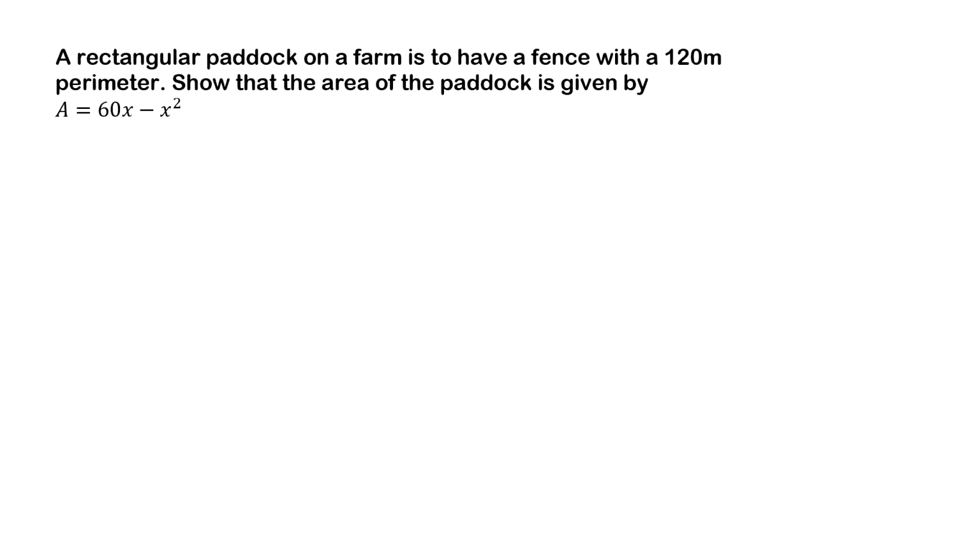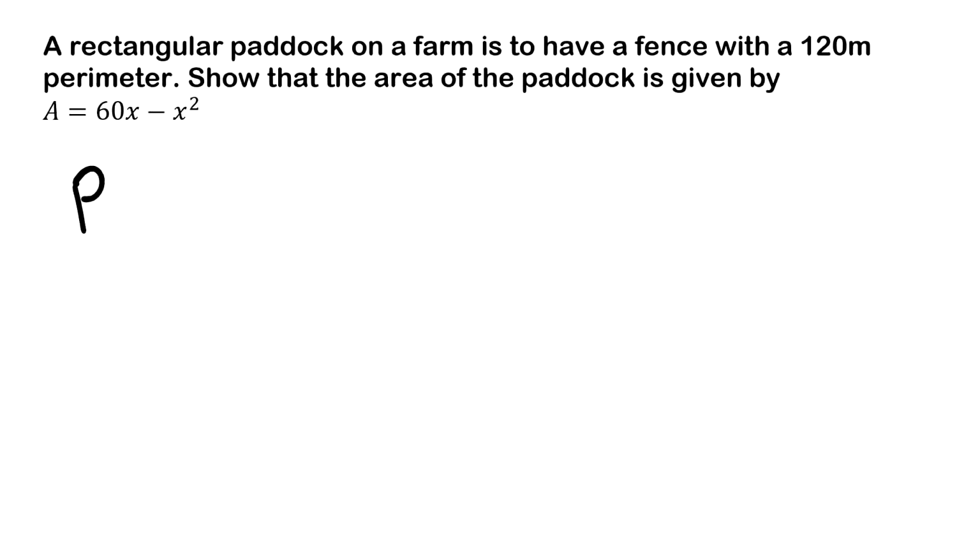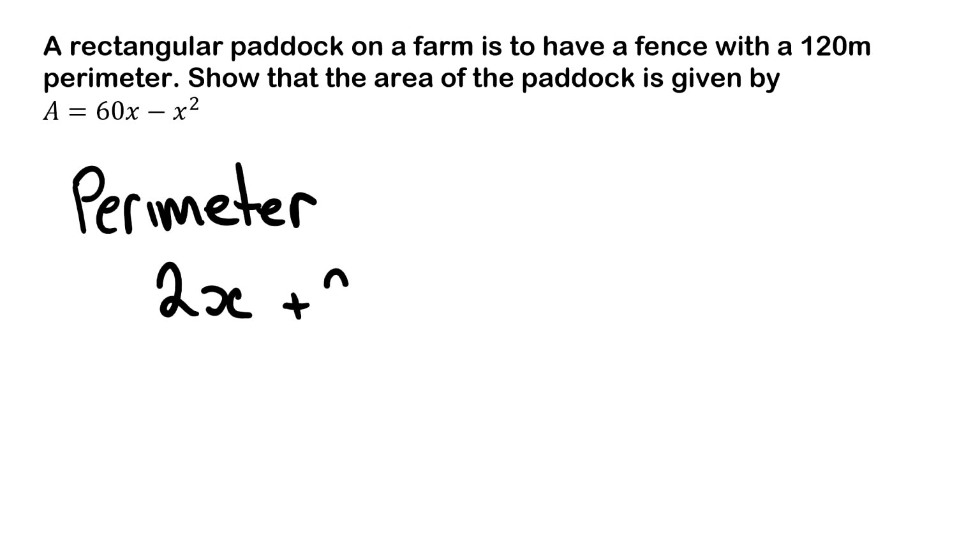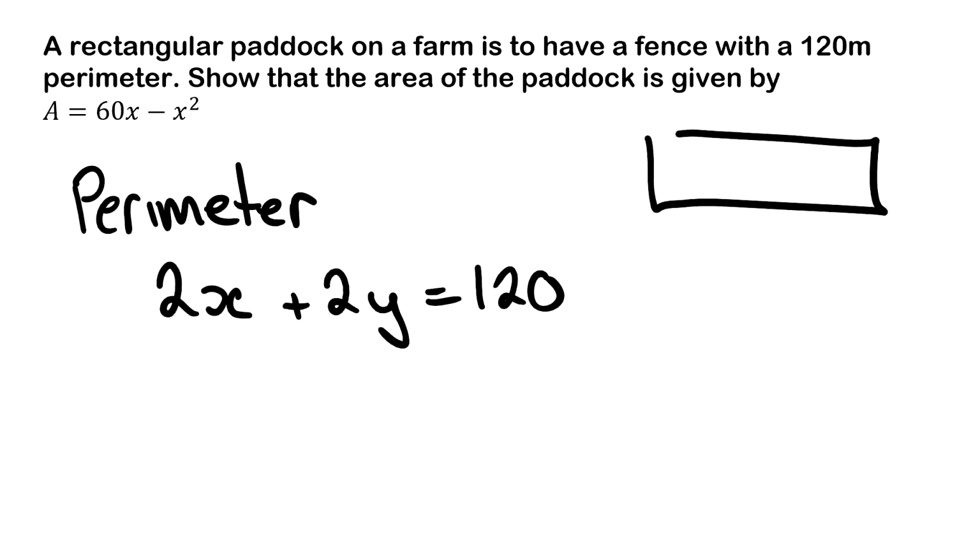So on your screen you can see a question there. A rectangular paddock on a farm is to have a fence with 120 meters perimeter. Show that the area of the paddock is given by this. Before we begin, we need to start writing down some things that we know about a rectangular paddock. I already know that I can find the perimeter of something, and I know the perimeter is all the sides added together. So I can have 2x plus 2y equals 120, because we know that. Now, this is assuming we have a paddock like this, where we have, let's say, y, y, x, x. So that's where I got those from.